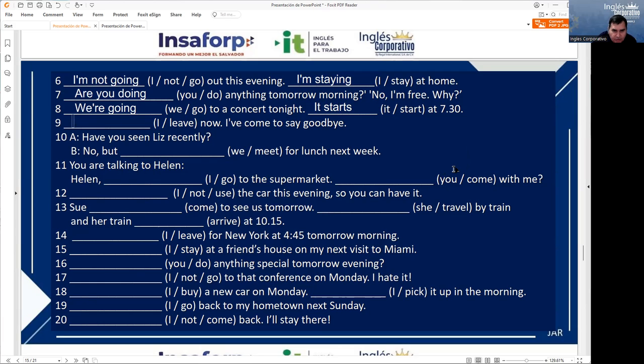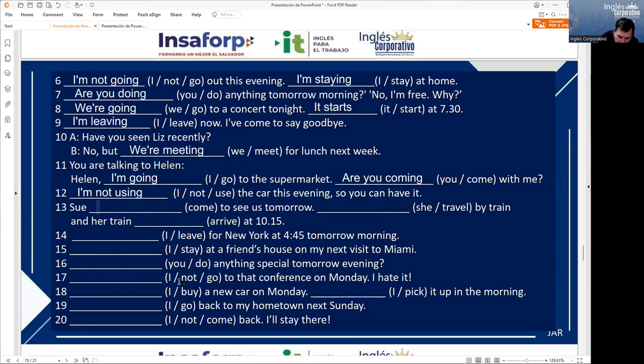I'm leaving now. I've come to say goodbye. Have you seen Liz recently? No. But we are meeting for lunch next week. You're talking to Helen. I'm going to the supermarket. Are you coming with me? I'm not using the car this evening, so you can have it.